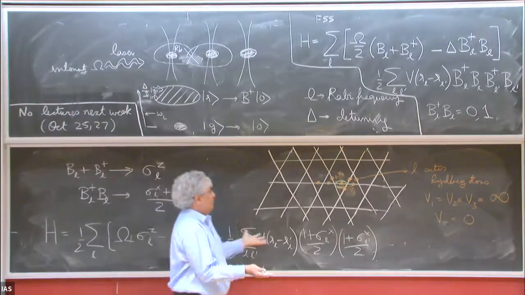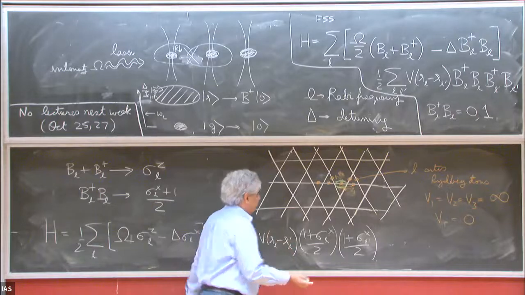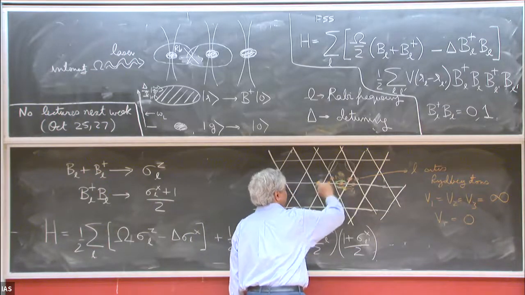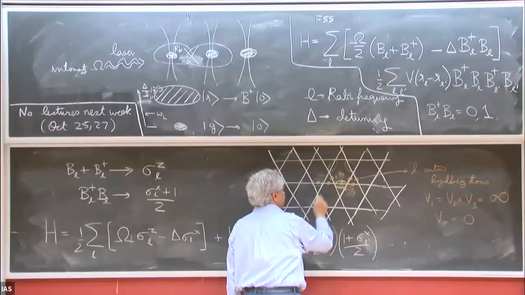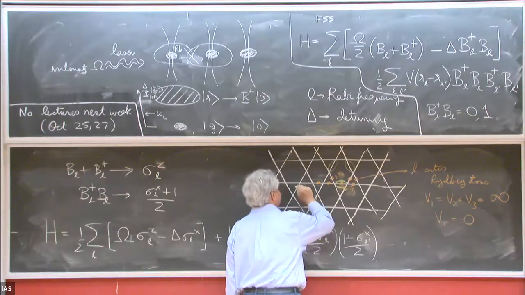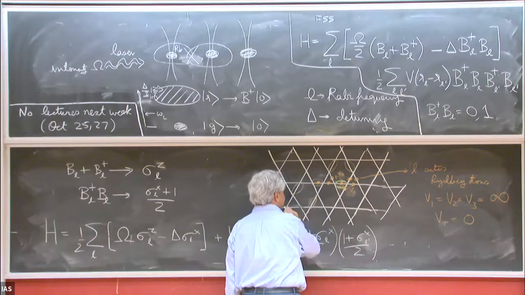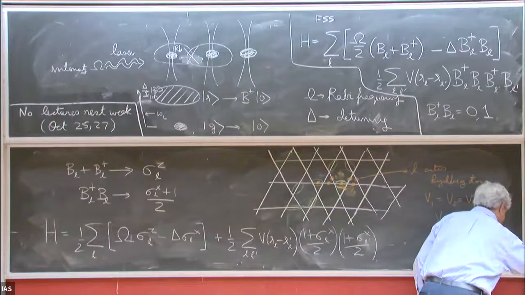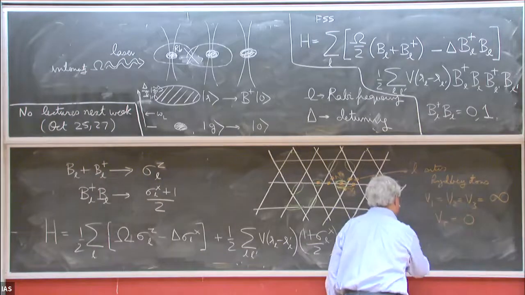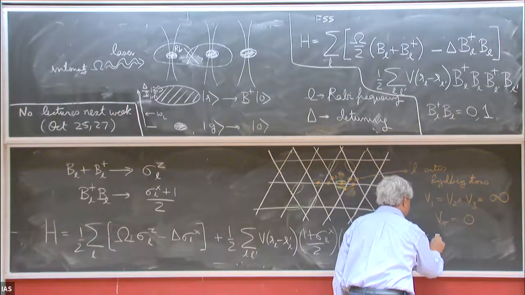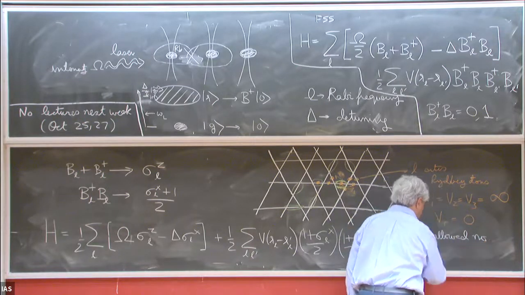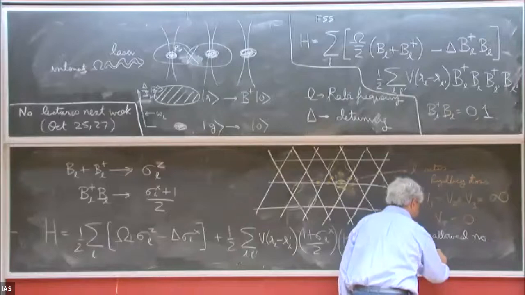So what is the maximum number of Rydberg atoms for this model? Well, it's clearly the dimer packings of the Kagome. There are many different packings that are allowed, and so on. So the maximum allowed number of Rydberg atoms equals the dimer packings.